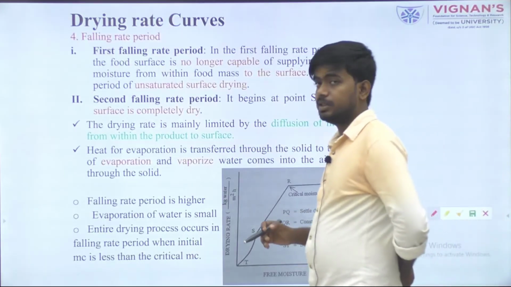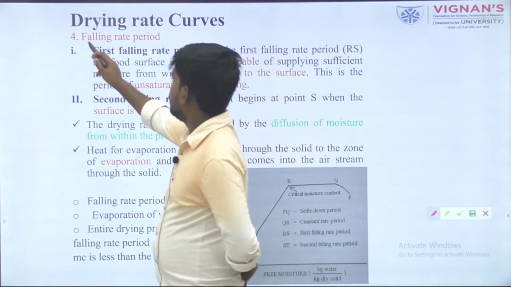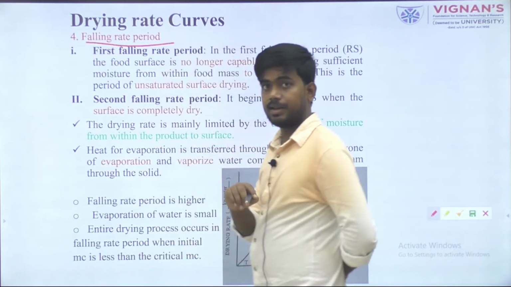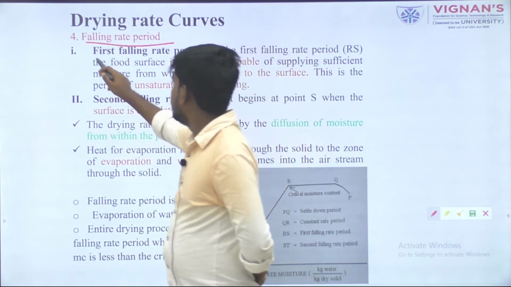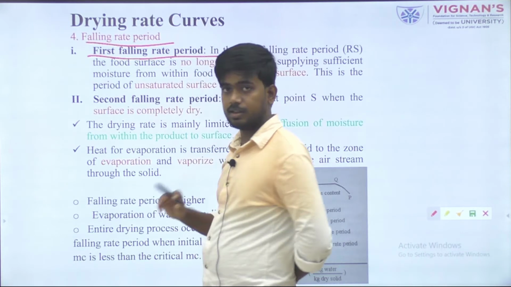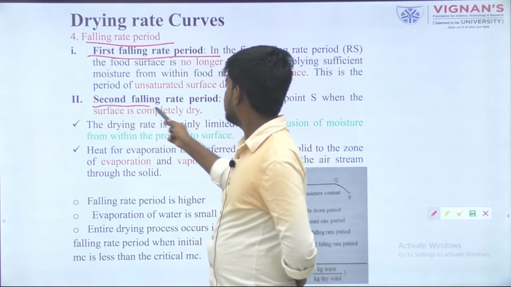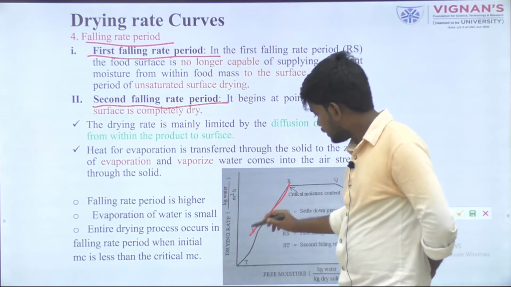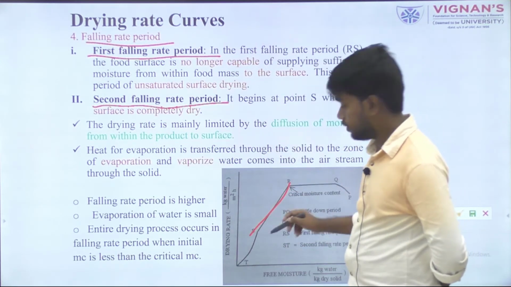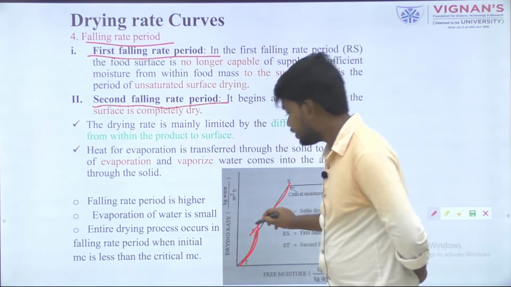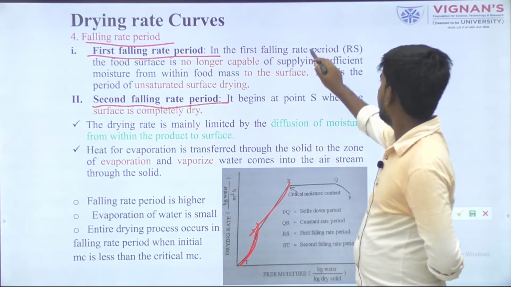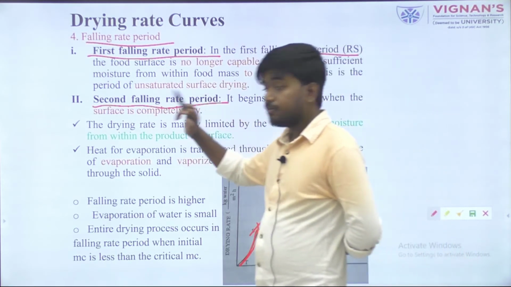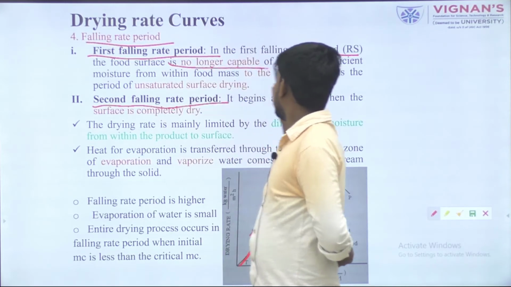The next one is the falling rate period. It can be classified into two: the first falling rate period and the second falling rate period. RS is known as the first falling rate period and ST is known as the second falling rate period. So what happens in the first falling rate period?